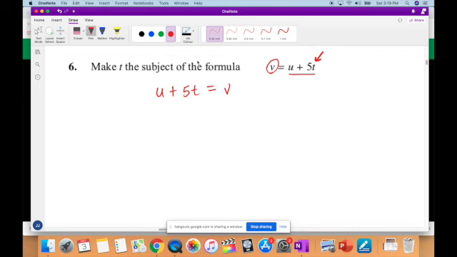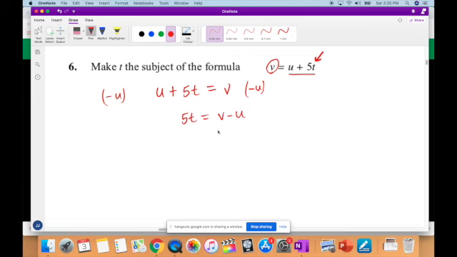So now I know I want t to be the subject of the formula, so I want t to remain here. I need to get rid of this u. That u is plus u, so in order to get rid of it, I have to minus u from both sides of the equation. So these u's will cancel, and I will have 5t remaining on this side, and that is v minus u over here.